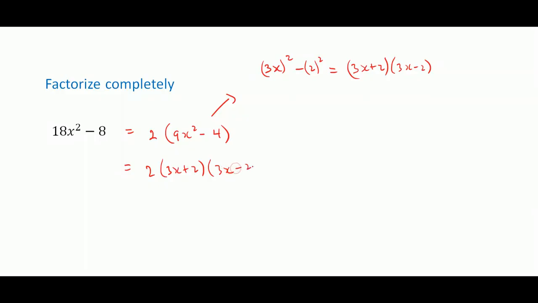3x minus 2. Okay, so in order to factorize the difference of two squares, we need to remember that a squared minus b squared is equal to a plus b multiplied by a minus b.